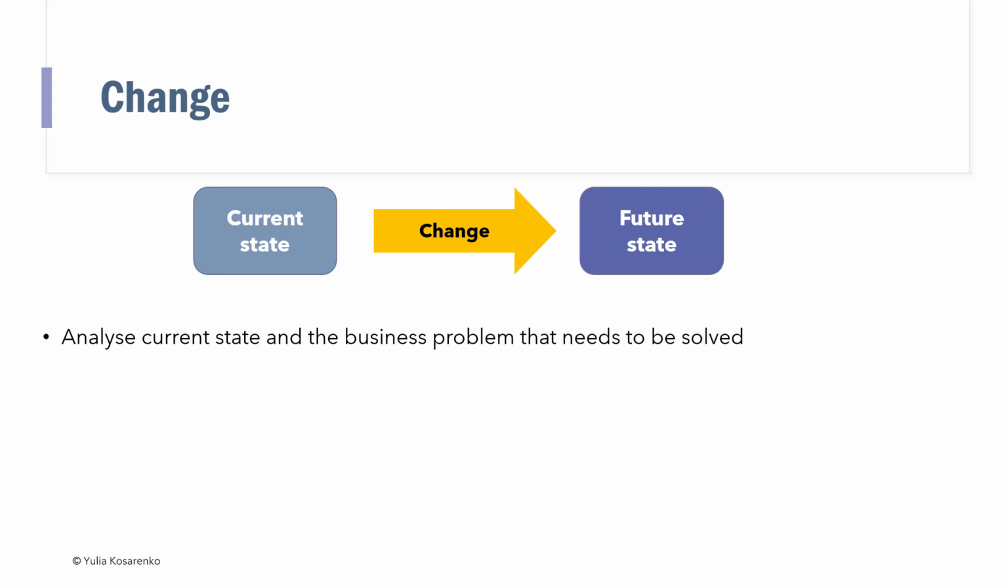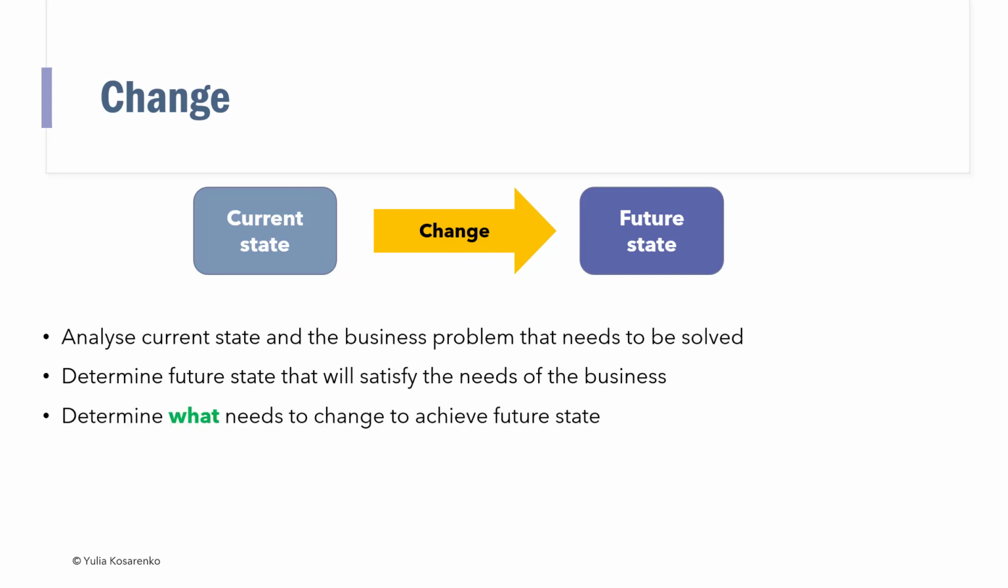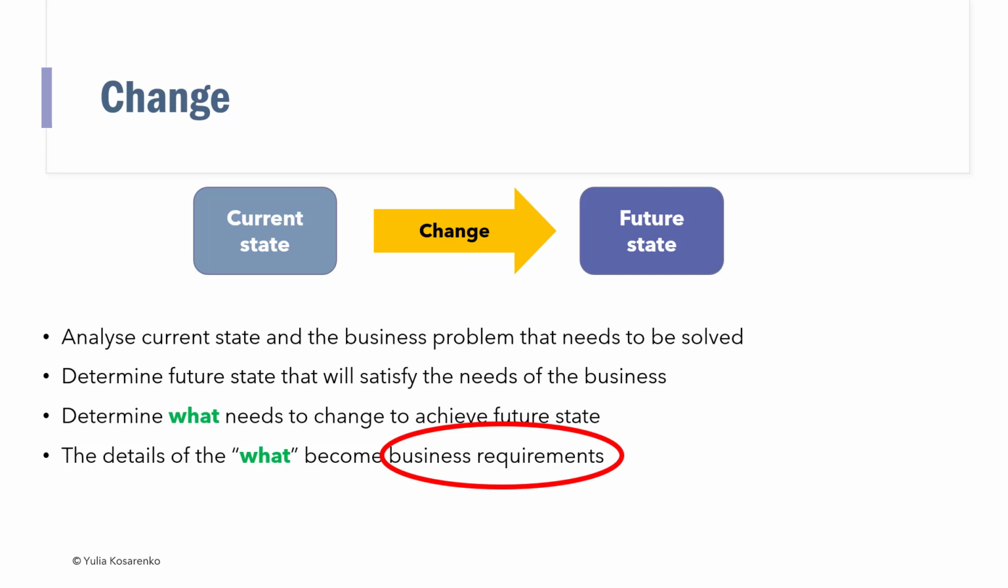So what we do during analysis, we analyze the current state, we analyze the business problem that needs to be solved. We determine that future state. We try to understand it together with the stakeholders. What will be the satisfactory solution to this problem? We determine what needs to change to get there, like what's that gap, what we will need to modify, and the details of that change become business requirements. This is what we are trying to understand and analyze and capture during the business analysis process, right?